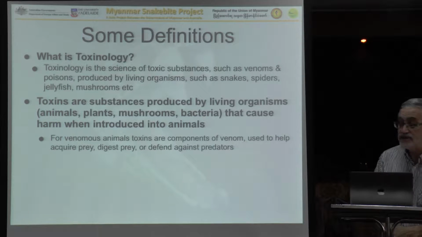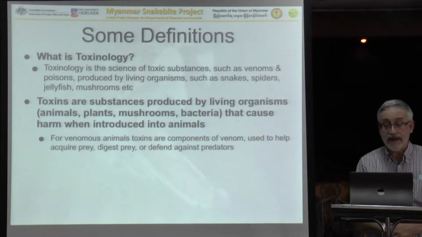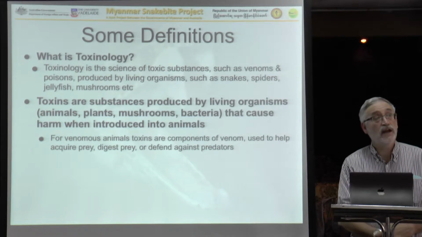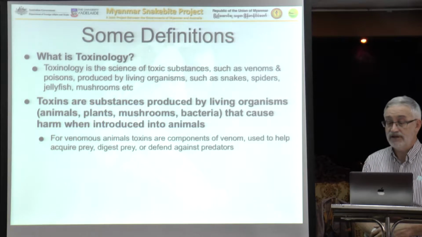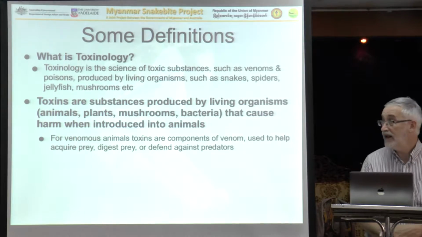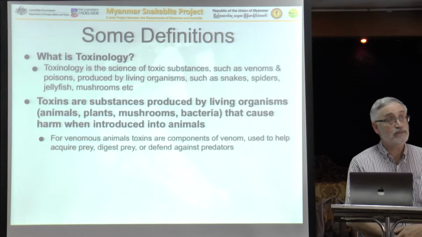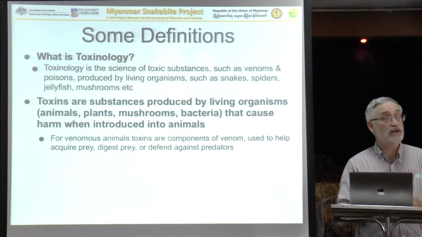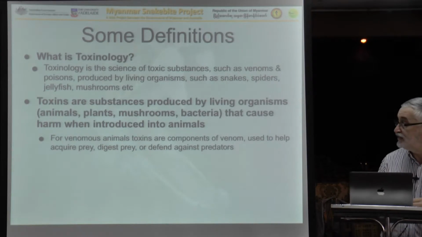For venomous animals, toxins are a component of their venom, and they're used to help them acquire prey, to digest their prey, or to defend against predators. And it's that last bit, defending against predators, that often brings them into contact with humans in an adverse manner.